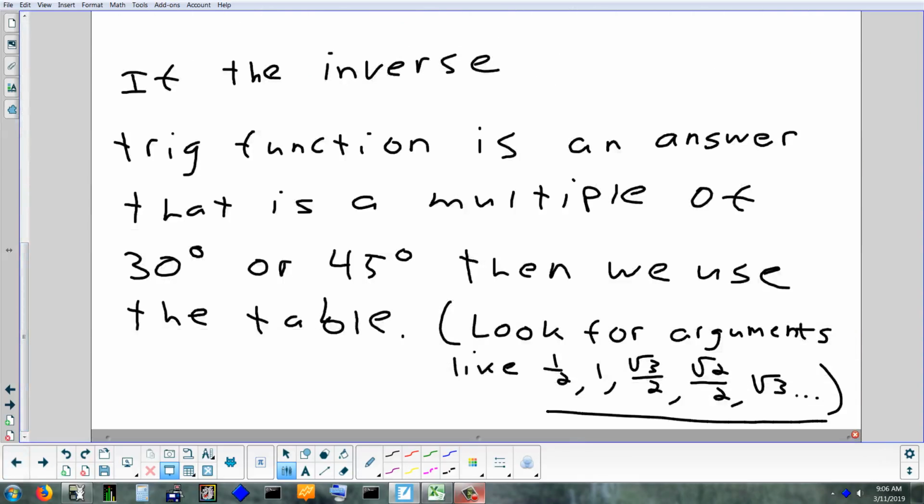like these numbers, that's how you know to use the table. So look for those numbers in the problem, and the negatives of all those numbers as well.